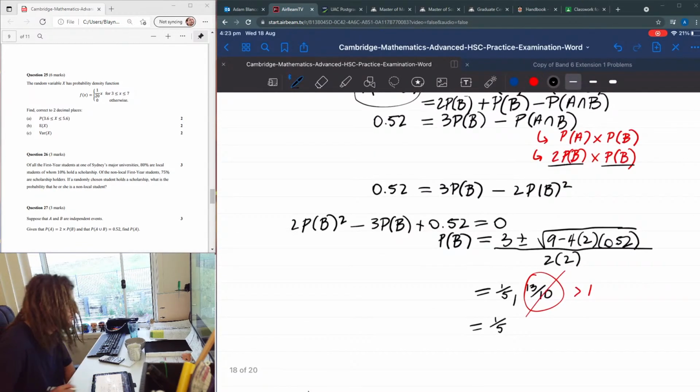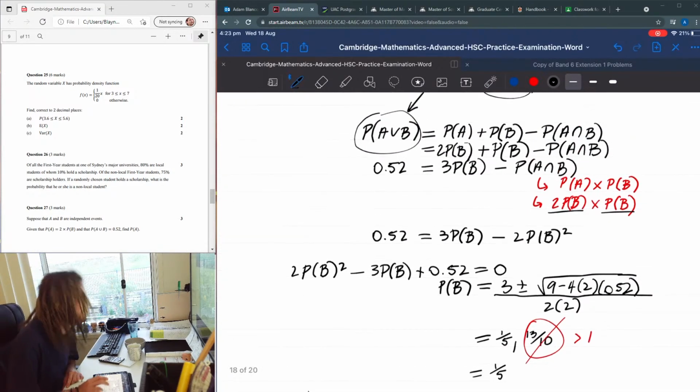Like, is this 3 marks? This has to be. Yeah, okay. What did the question even ask? They're asking for P(A). Oh, okay.